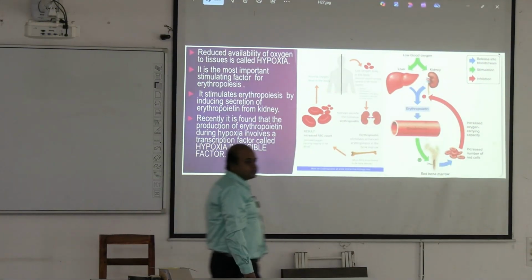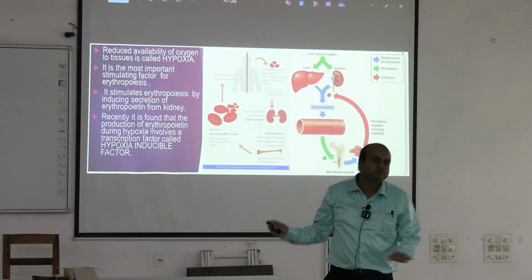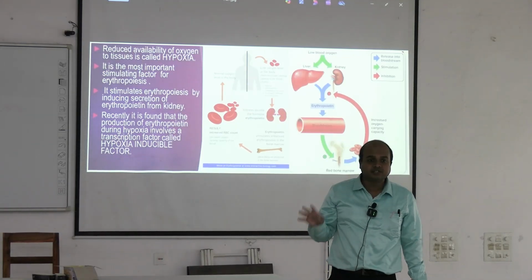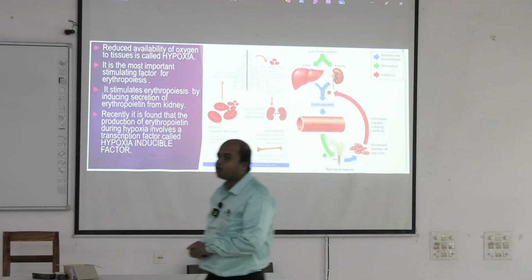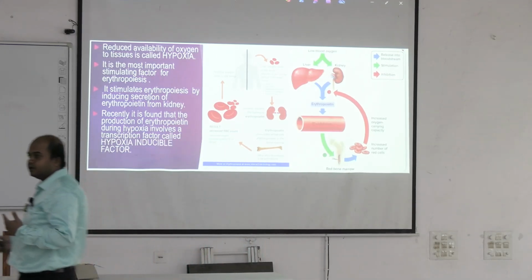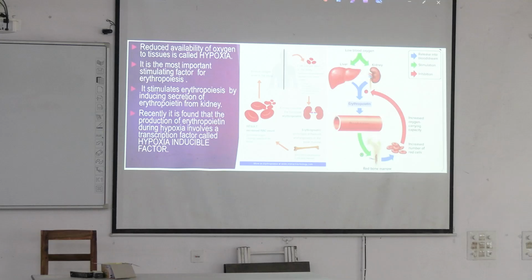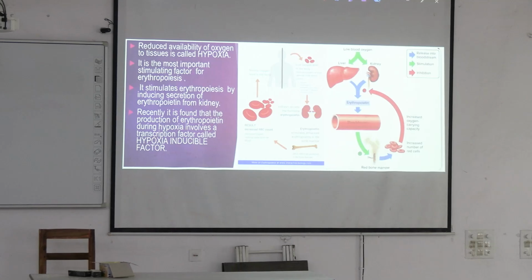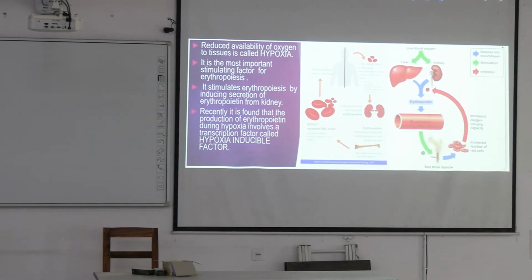So, what are the factors influencing erythropoiesis? The primary factor which we talk of is hypoxia. What is hypoxia? Decreased oxygenation at the tissue level, at the cellular level. There is a common notion that hypoxia is a decrease of oxygen in respiration, in breathing, in the lungs. No, hypoxia is a decrease of oxygen at the tissue level, and this is the most important factor for stimulating erythropoiesis.